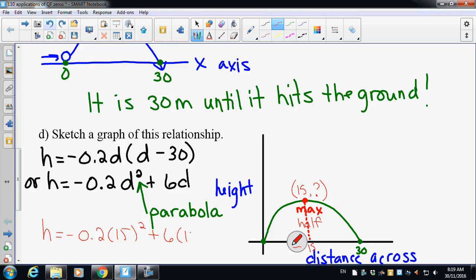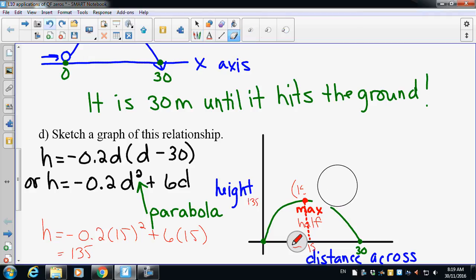And you could use either equation to do that. Doesn't matter which one. I've decided to use the standard form that I was given at the beginning. So I'm going to do negative 0.2 times 15 squared, and add 6 times 15, and I'm going to get 135. So I know now that my maximum is at 15 and 135.